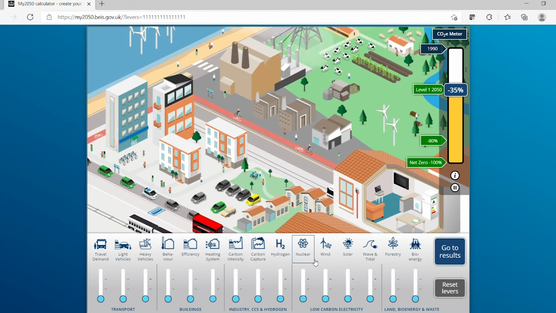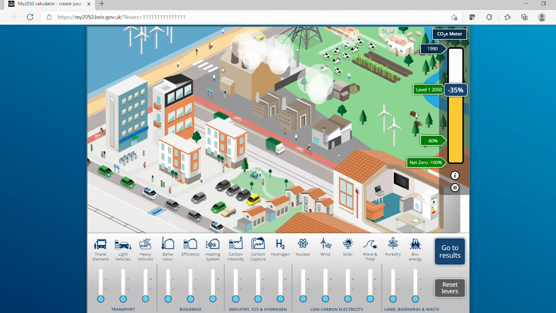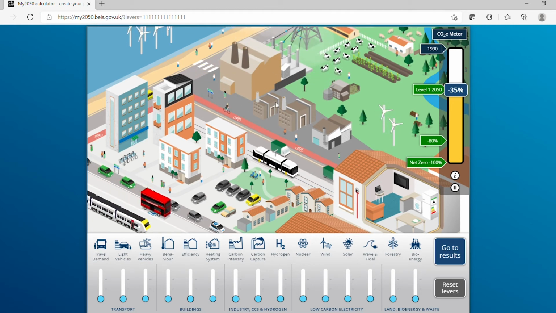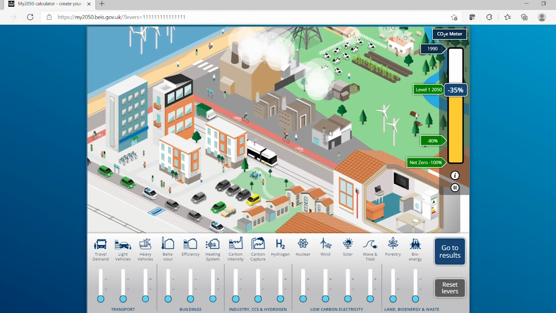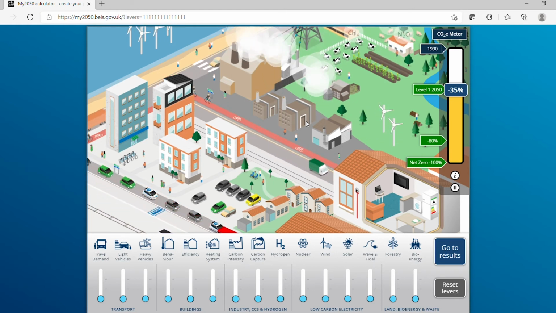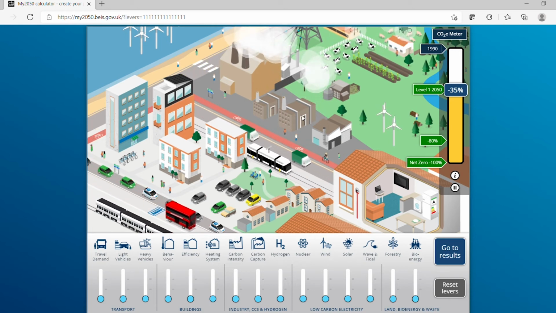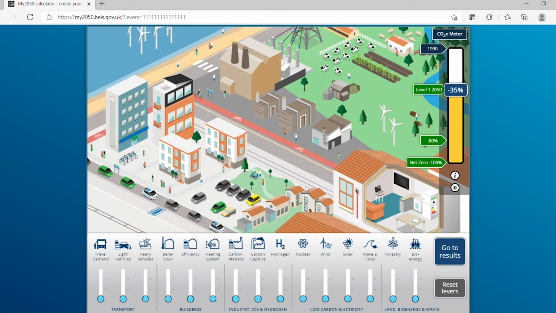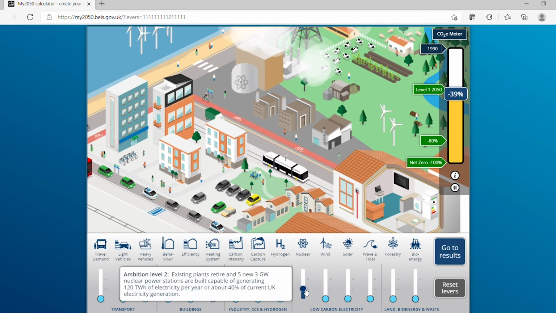Firstly, students should identify opportunities and challenges that they can see in the interactive for energy production in the 21st century. Lesson 1 revolves around the key question: how many more nuclear power stations will be built with the nuclear lever being set to level 2? Students should click level 2 to find the answer in the pop-up box.